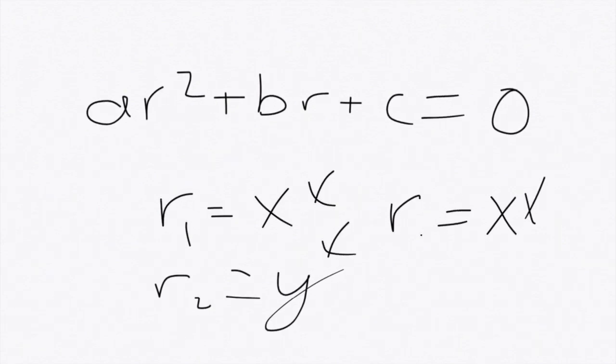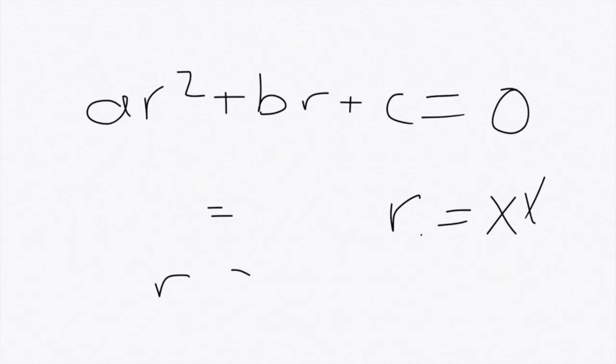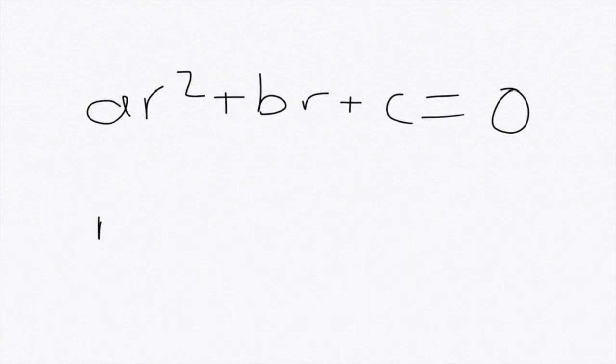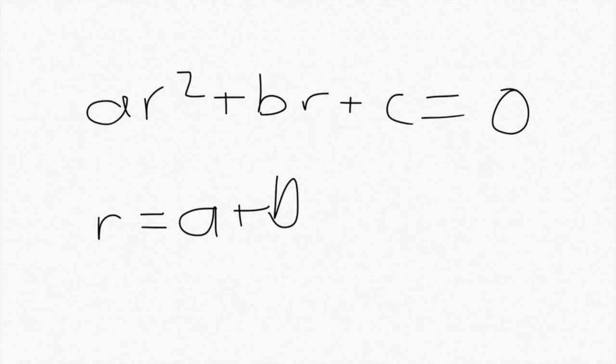Well, today we're going to be going over equations whose characteristic equations have imaginary solutions. So the general form of an imaginary solution is, in this case, r equals a plus bi, where a is the real part and b is the imaginary part.